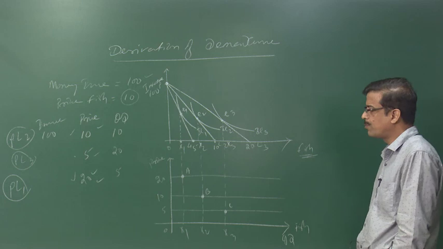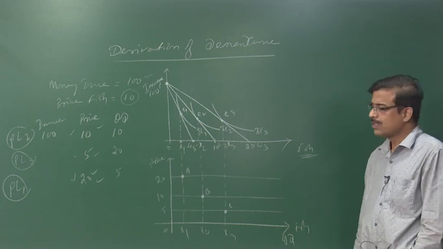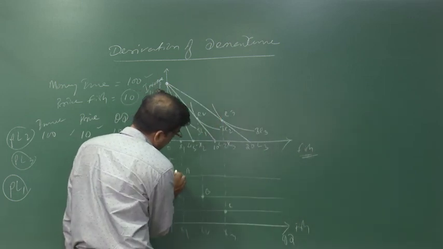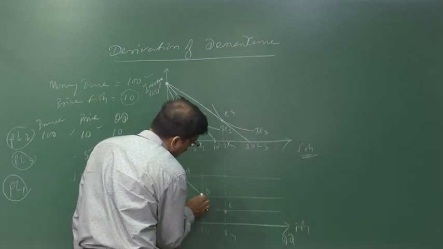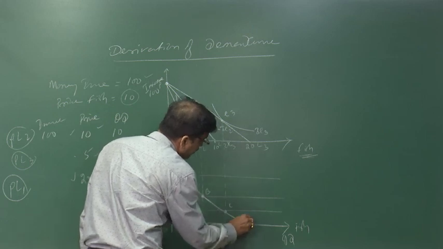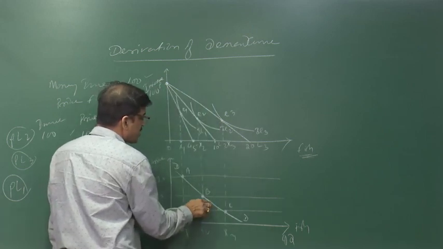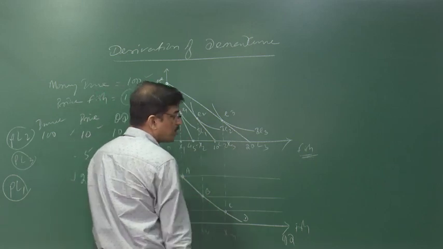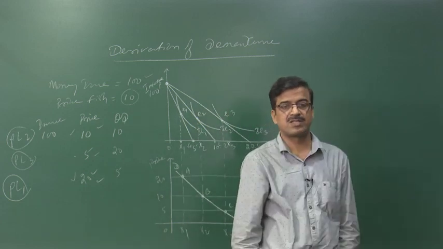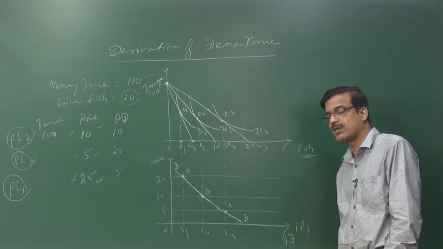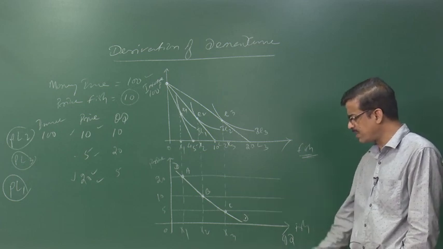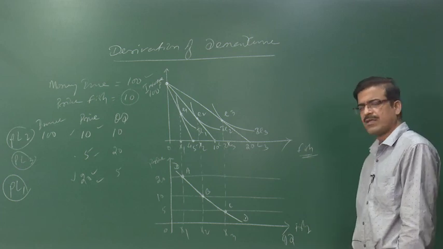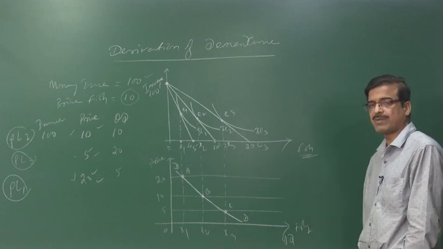Now, what do you find? The points A, B and C. When we join these points A, B and C, we find a flatter demand curve. As fish is a normal commodity, the consumer tries to consume more units of fish when the price falls. The demand curve is a downward sloping demand curve, and a flatter demand curve reflects a highly elastic demand, because fish is a better product, therefore it is a highly elastic demand curve.